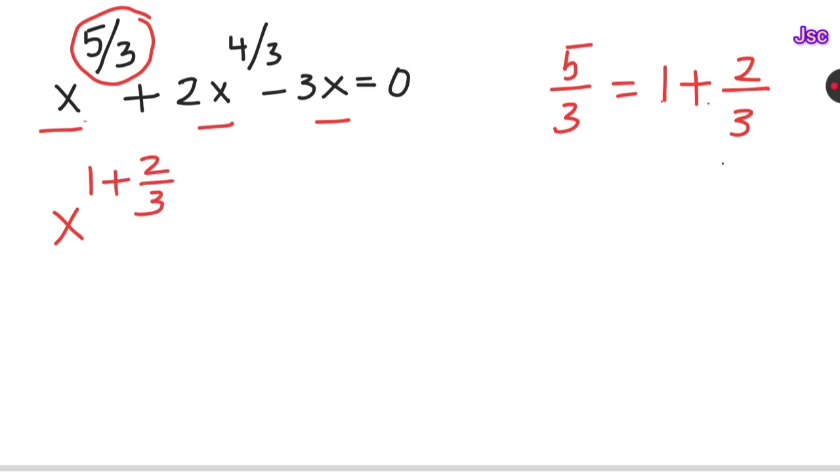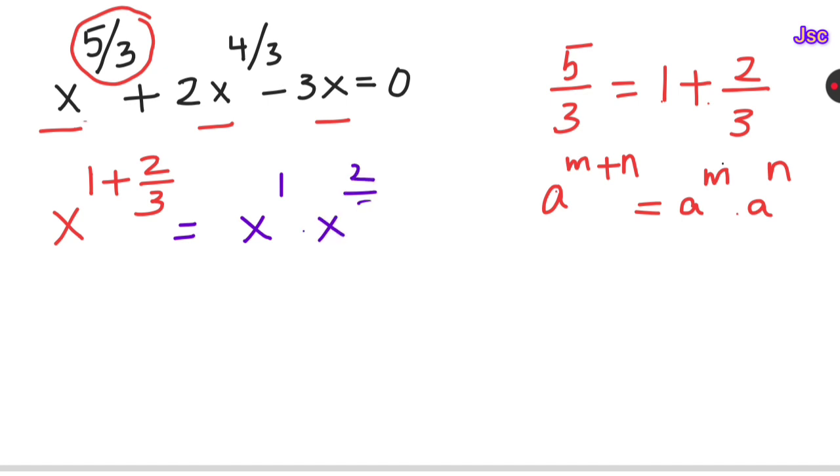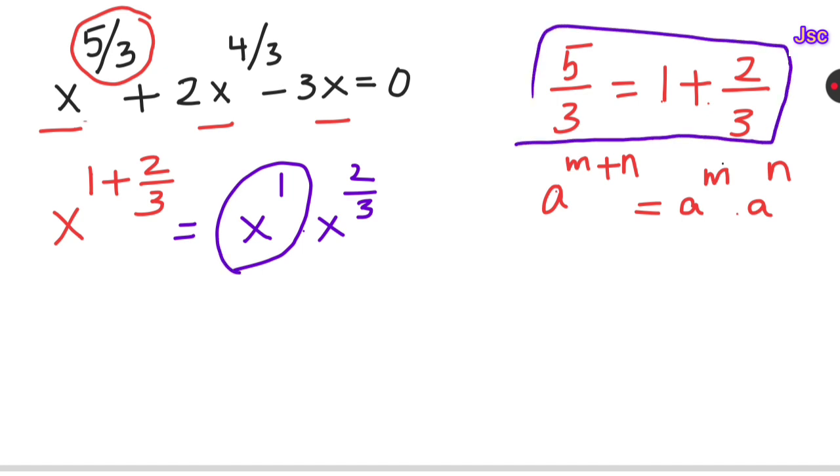Now this first term, x raised to the power 1 plus 2 over 3, is in the form of a raised to the power of m plus n. We can write this as a raised to the power of m times a raised to the power of n, because when bases are same, we can add the exponents. So use this property here. We can write the first term as x raised to the power of 1 times x raised to the power of 2 over 3. So if you write like this, then we can take x as common. So that's why I am converting 5 over 3 in terms of 1 plus 2 over 3.